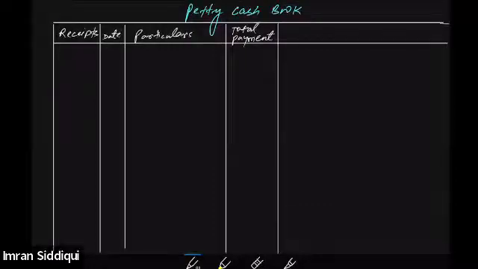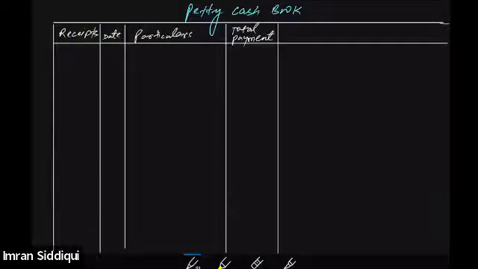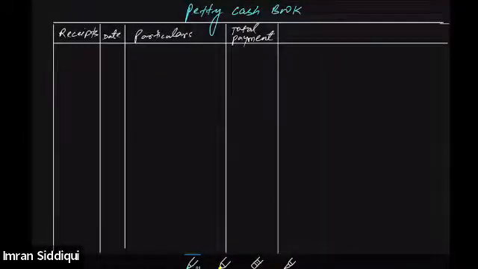Now, as you can see in this question, it says to prepare an analytical petty cash book on the imprest system. It says that on January 1st, received 10,000 petty cash. All right. So what are we going to do? We'll go to the petty cash book and write down on 1st of January 2017.